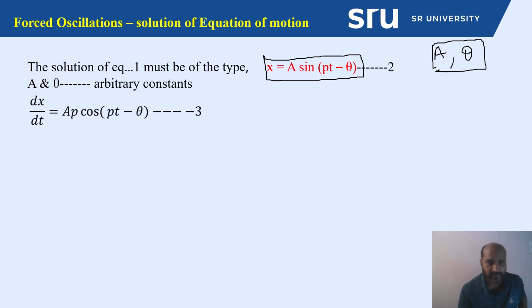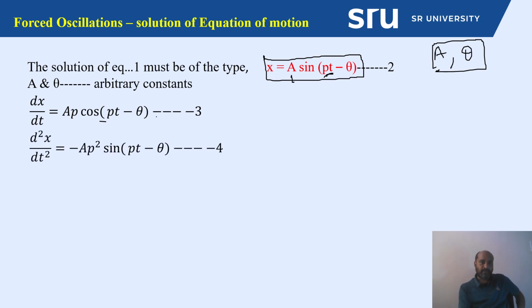So if it is differentiated the first time, the first derivative will be a, constant as it is. Differentiation of sine of pt minus theta is cos of pt minus theta, and differentiation of pt is p. So ap cos of pt minus theta. And if you differentiate this again, the second derivative will be ap as it is. Differentiation of cos is minus sine, so here a minus sign is obtained. So minus ap sine of pt minus theta, and differentiation of pt is again p. So that's what it is, a p square.